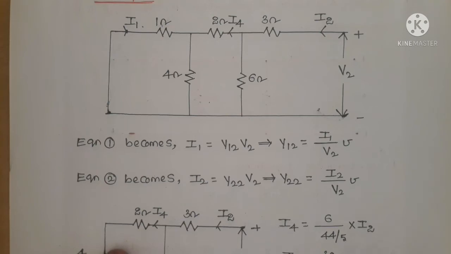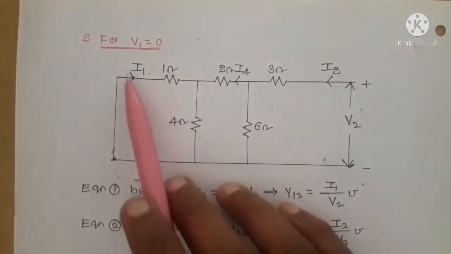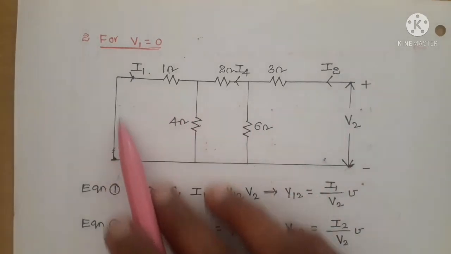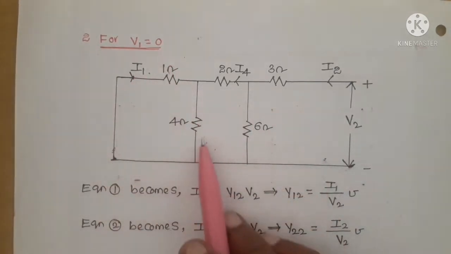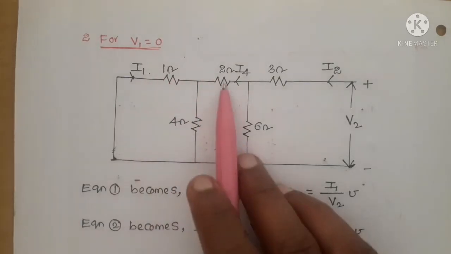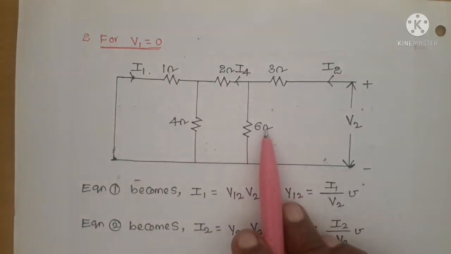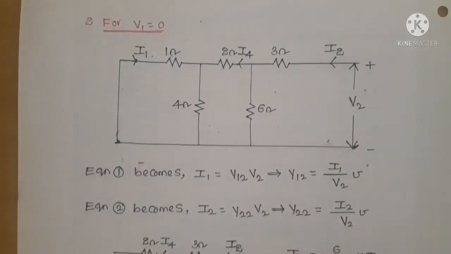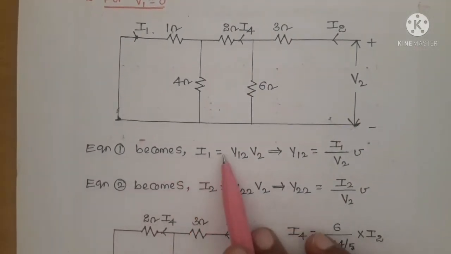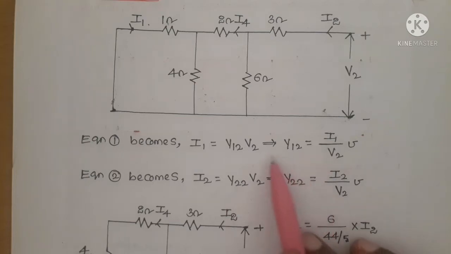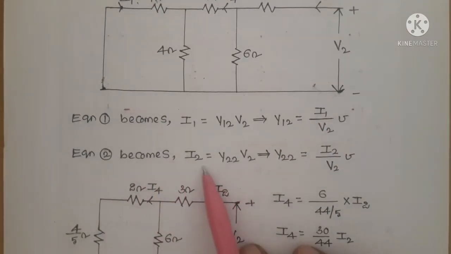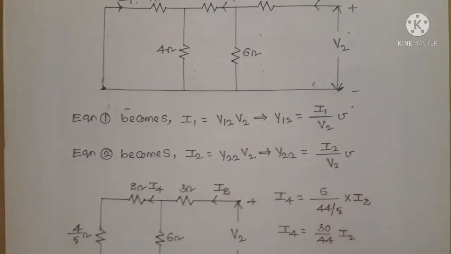So V1 equal to 0. If you take V1 equal to 0, this is short circuited, I1 is there, and once V1 is 0, this 1 ohm and 4 ohms come in parallel, and that is in series with 2 ohms, that is in parallel with 6 ohms, and that is in series with 3 ohms. So here equation 1 becomes I1 equal to Y12 V2, Y12 equal to I1 by V2 mhos. Similarly equation 2 becomes I2 equal to Y22 V2, Y22 equal to I2 by V2 mhos.